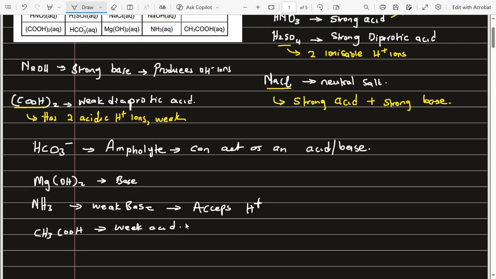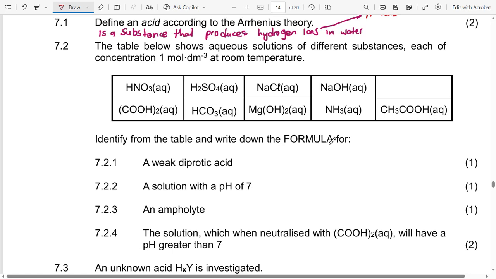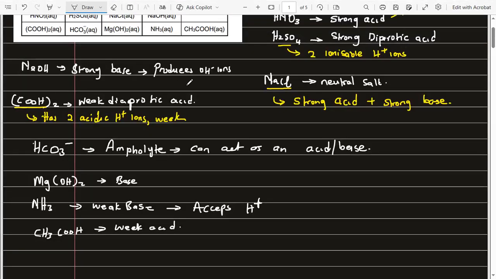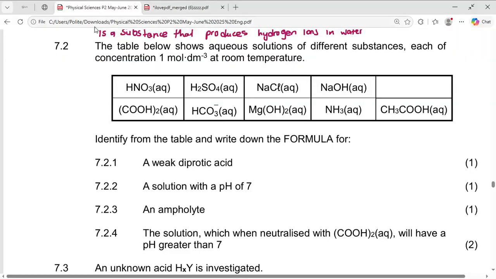So ladies and gents, now that you know all these things, it's going to be easy for you to answer the questions. Let's see what we have. They say, identify from the table and write down the formula for a weak diprotic acid. We said a weak diprotic acid is going to be this one. The answer is (COOH)2, but let's discuss how we arrive at that.